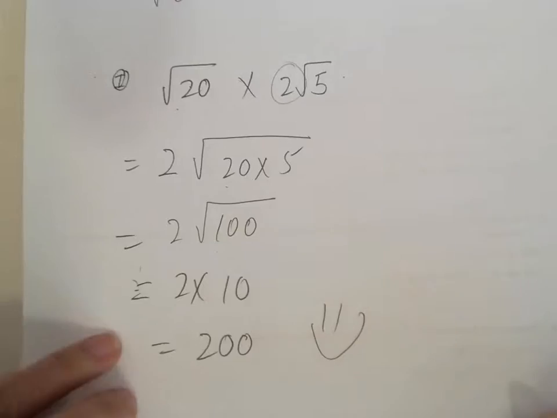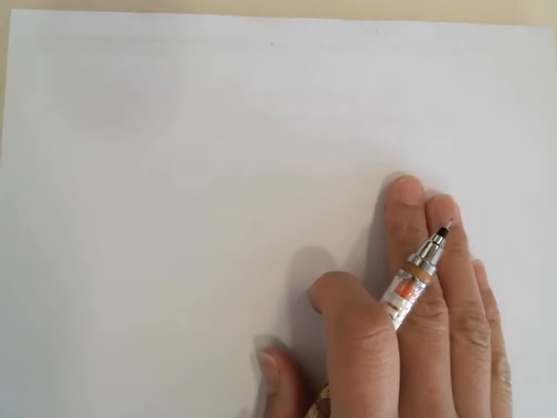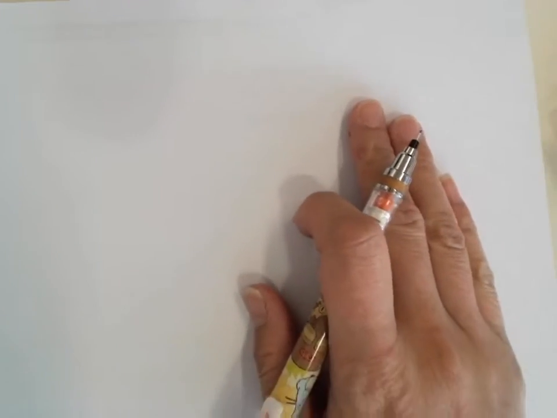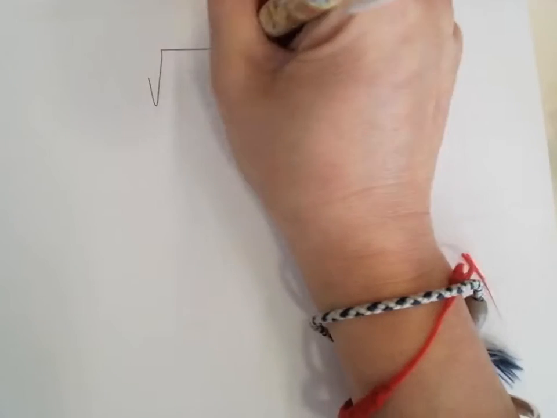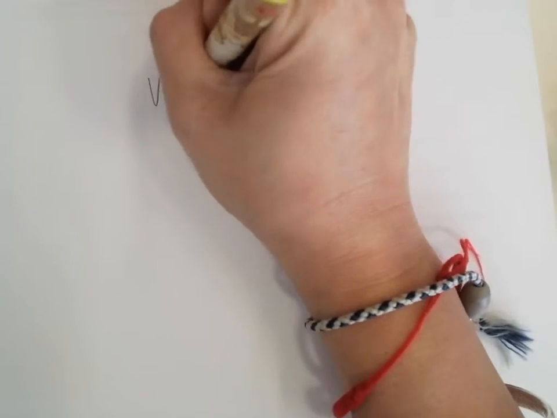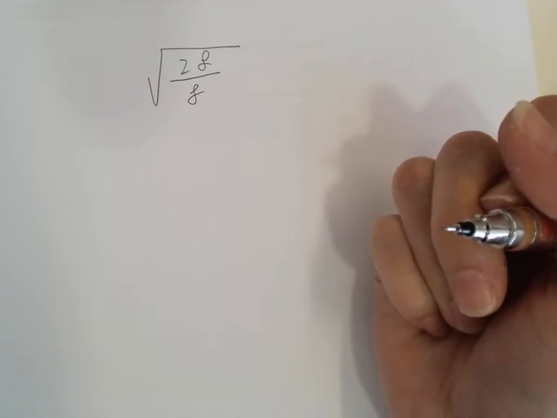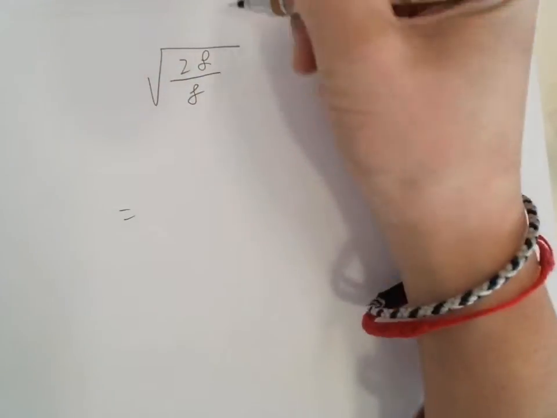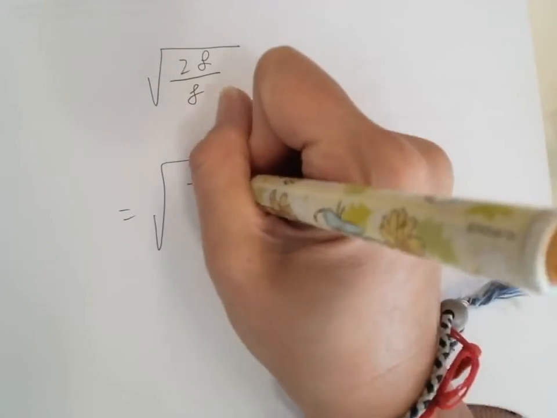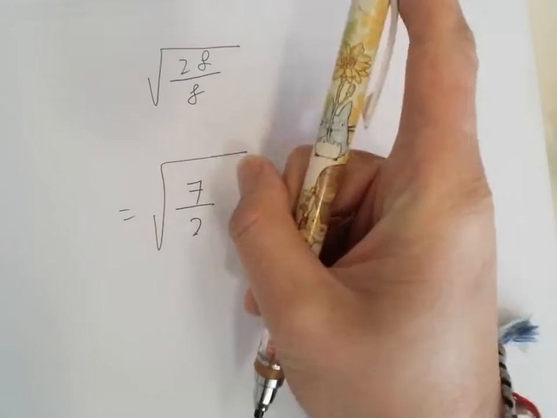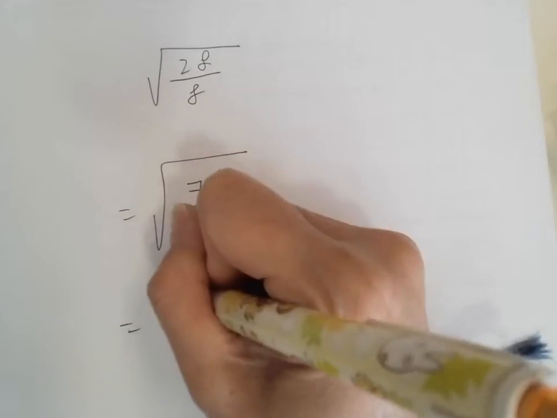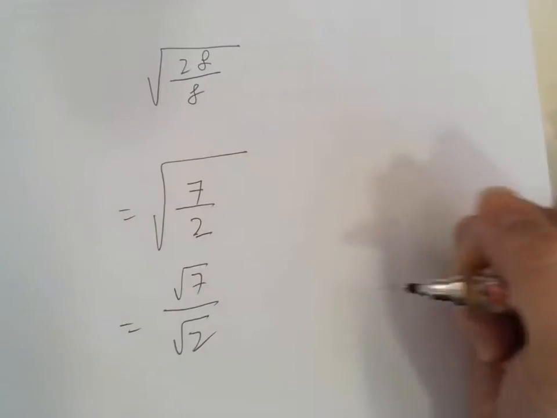Alright, and divide works the same, depending on how you do it. So we are going to do some division here. Let's see, square root of 28 over 8. Either you would simplify that first to 7 over 2, and then you break it down into root 7 over root 2.